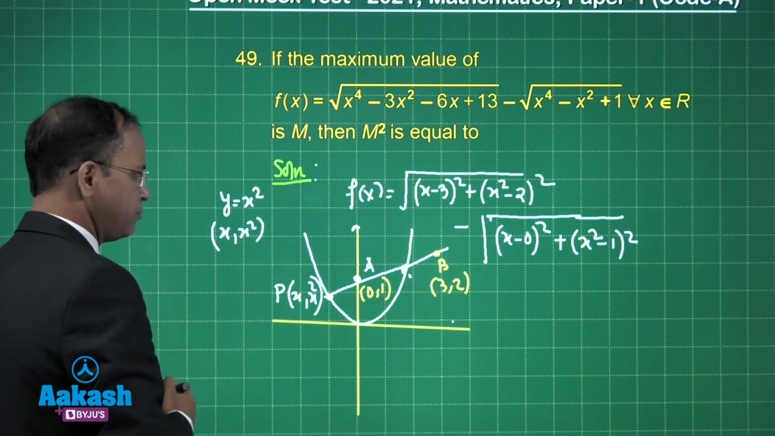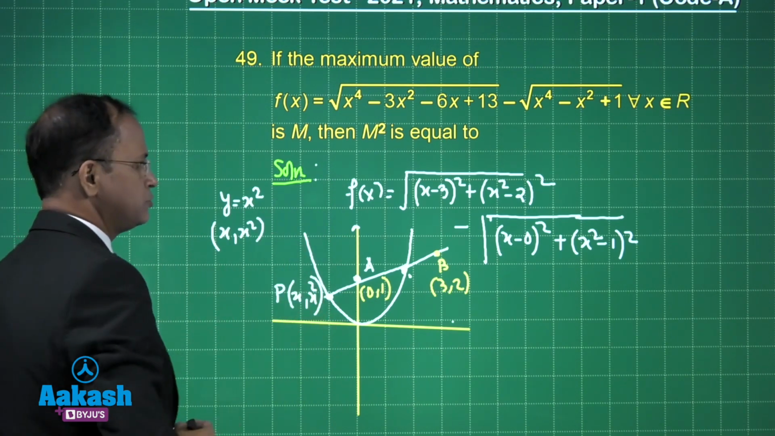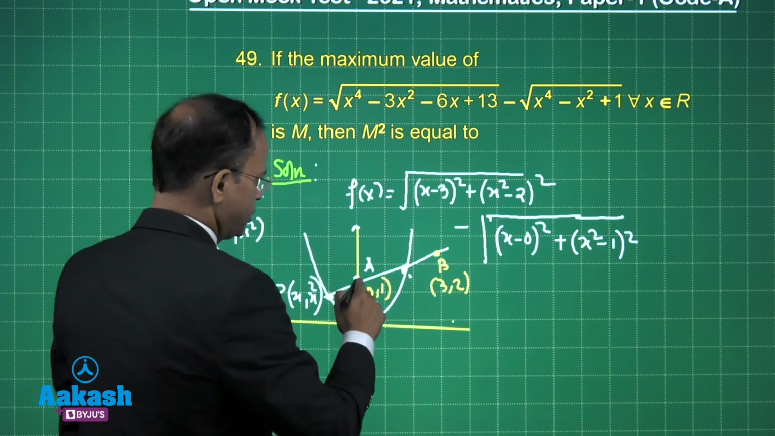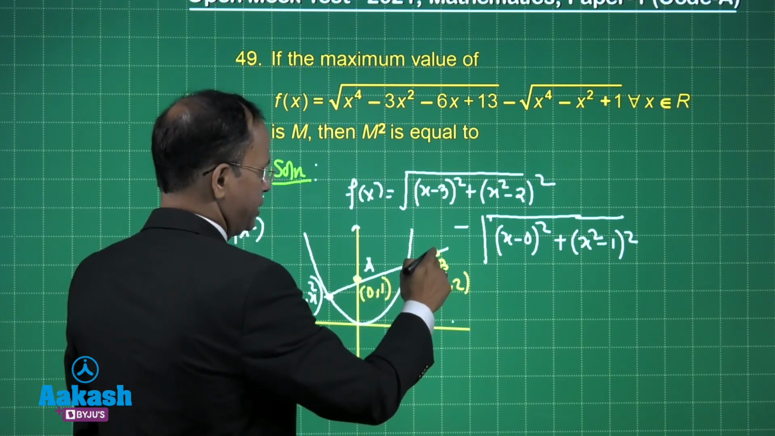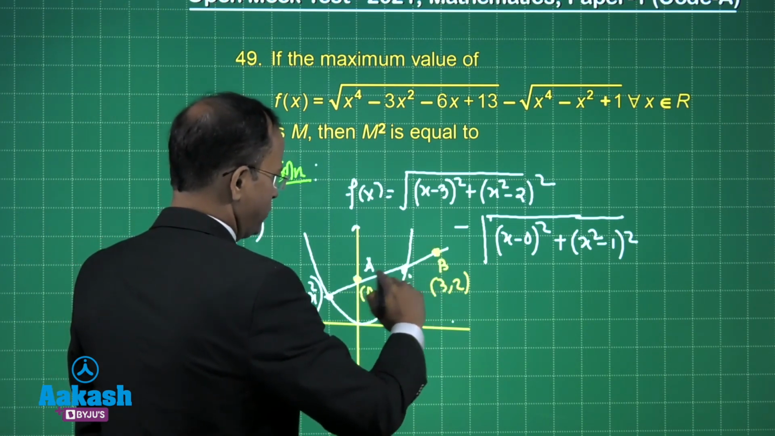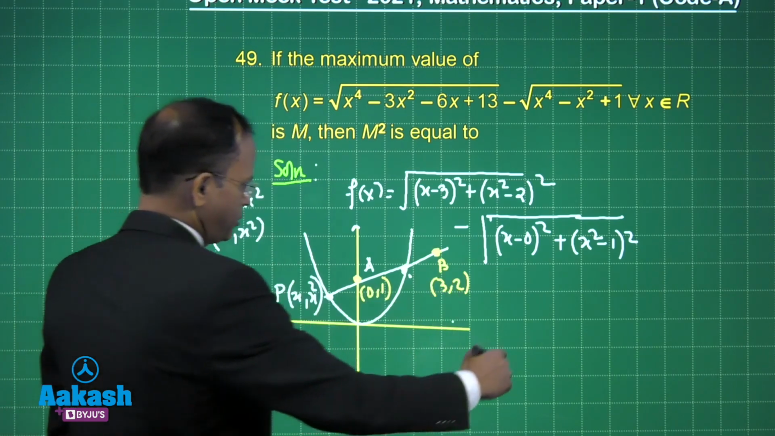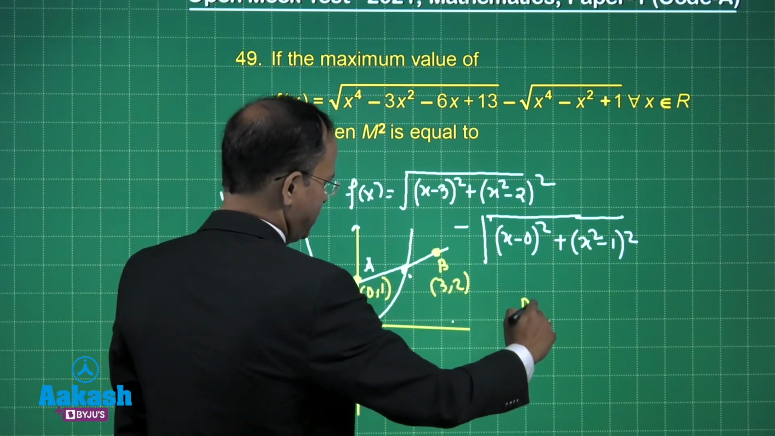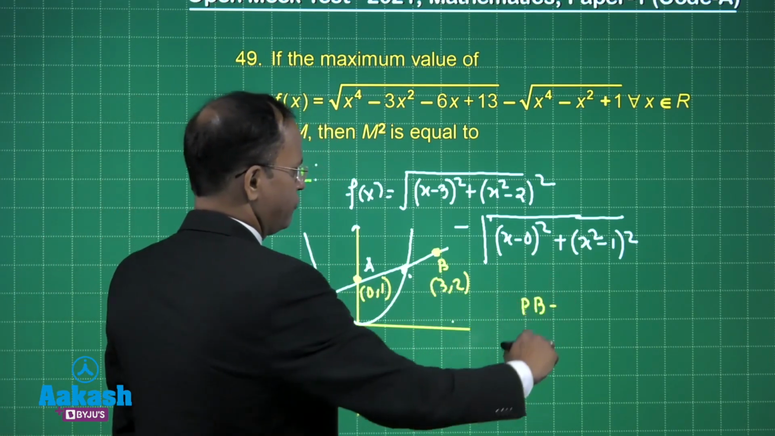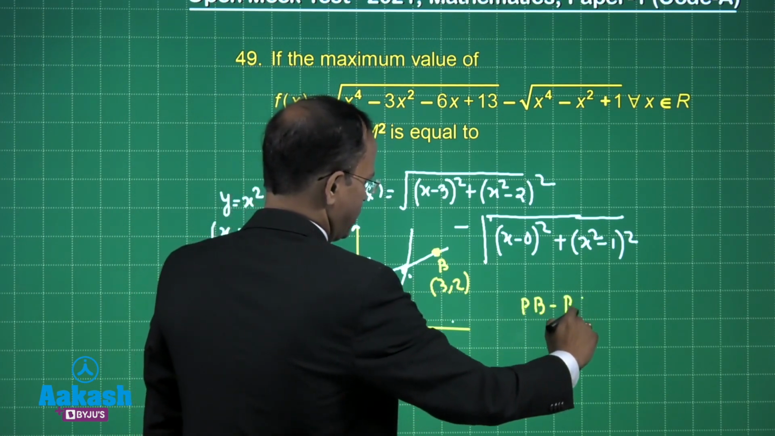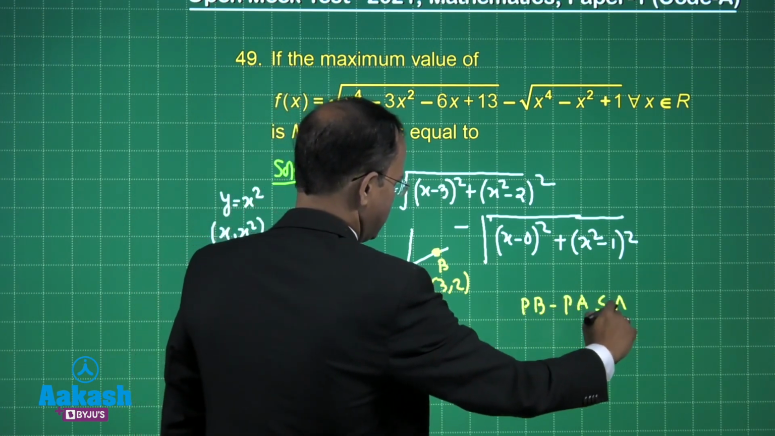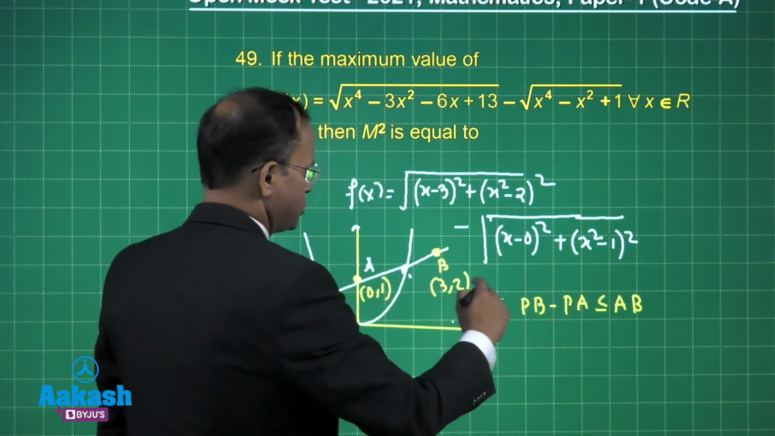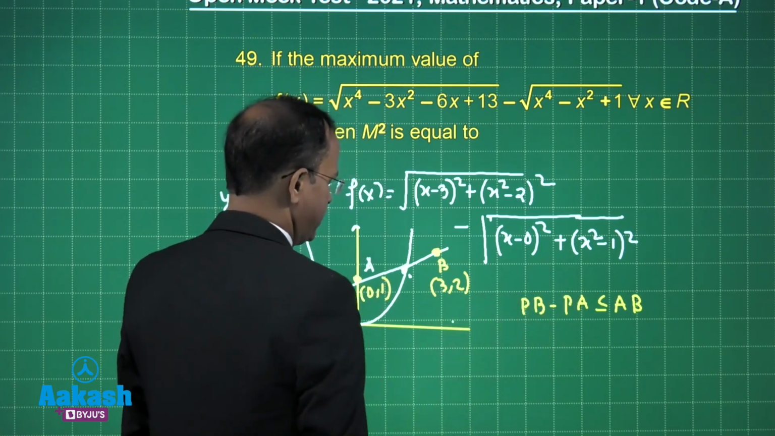If this is a point and we need to find the maximum value, we are talking about the length AB. So the maximum length will be this length. Let me write it this way: PB − PA ≤ AB. Equality holds when P, A, B are collinear.